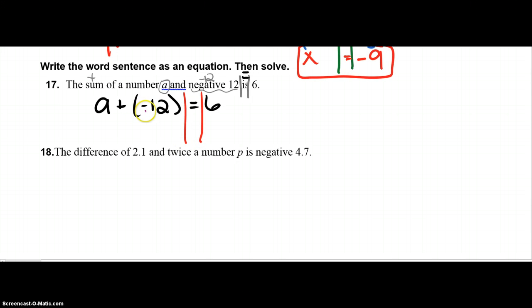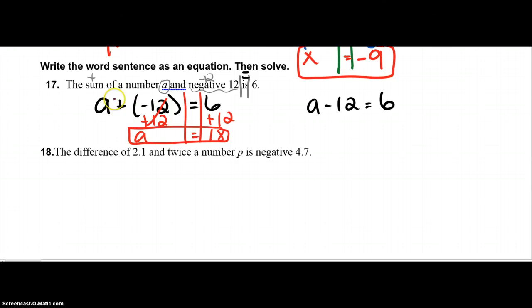And we're adding a negative 12. So it's just like subtracting 12. So to get rid of this negative 12, we're actually going to add 12 here. So we're left with a equals 18. So we box that answer there. You could have used this problem and rewrote it as a minus 12 equals 6. If you like to think about it like that. Either way would be correct there.